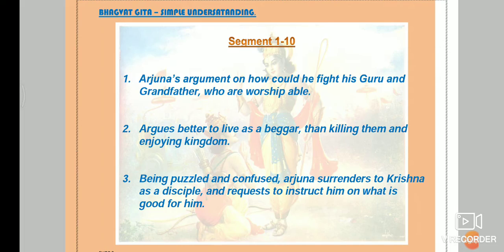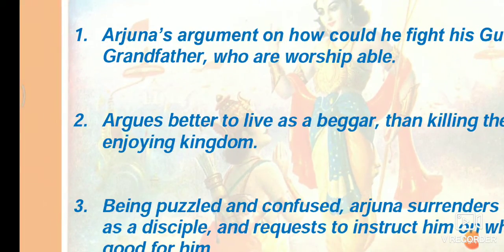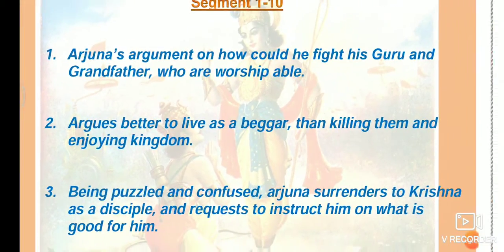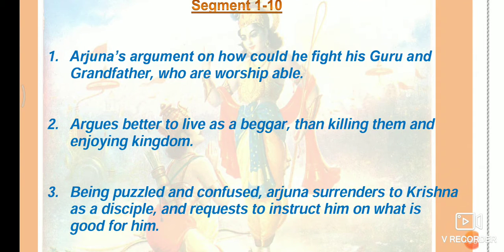The second point is that it is better to become a beggar. Arjuna feels he would better become a beggar than enjoy the kingdom with his hands stained with the blood of his worshipable entities such as guru and grandfather. That is the kind of attachment he had developed to them.